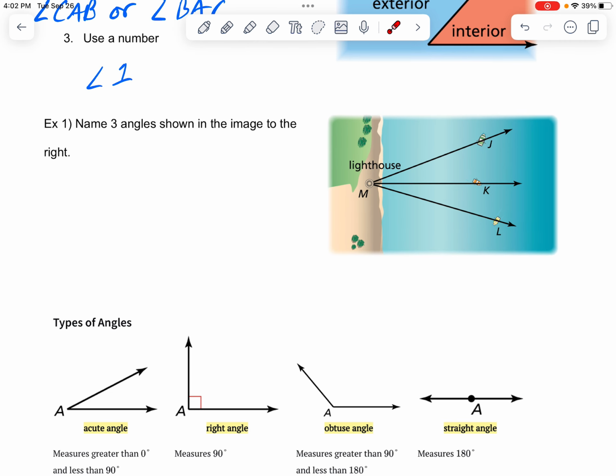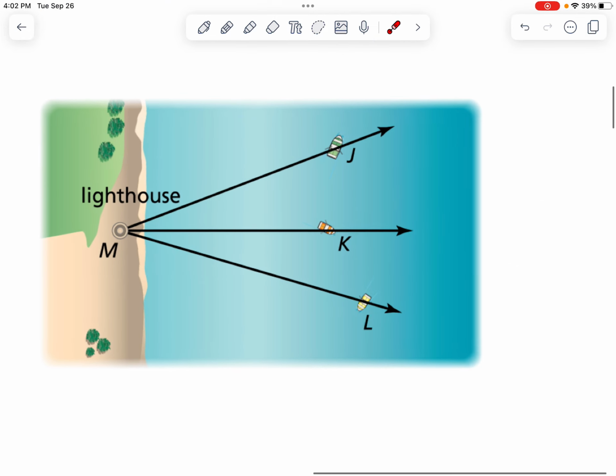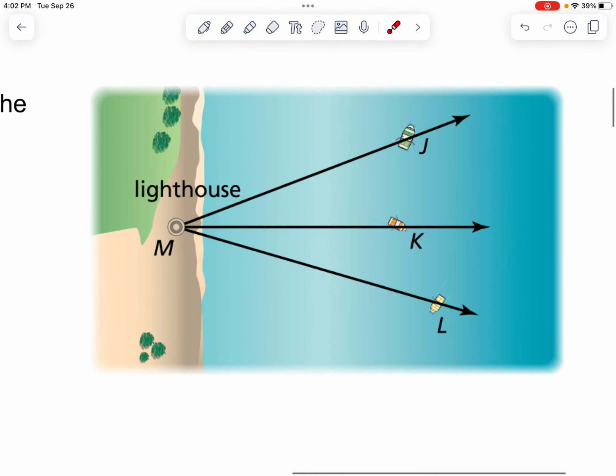This is a place where I would pause and try to name 3 angles in this example, and then unpause and come back and look at the answers.